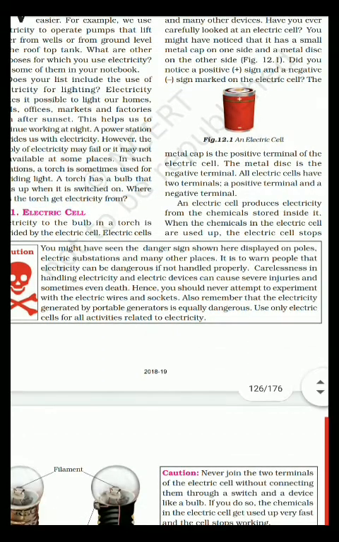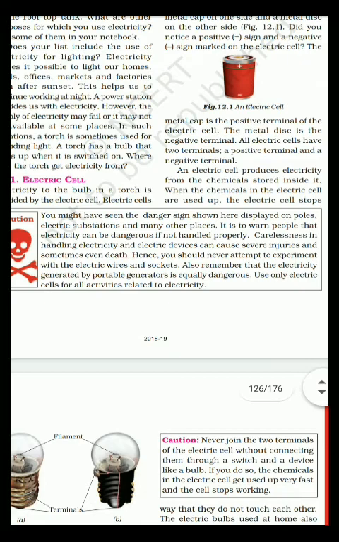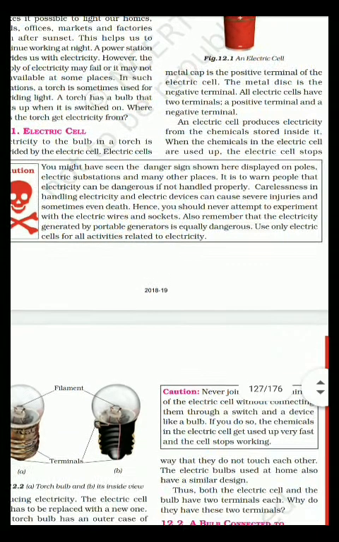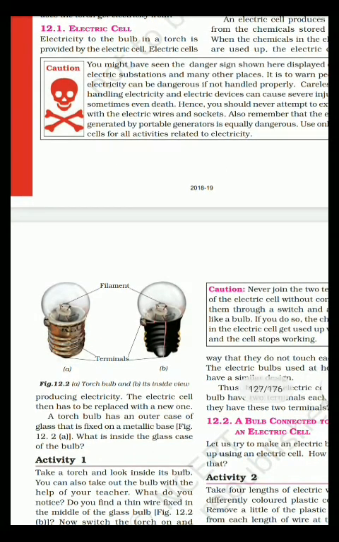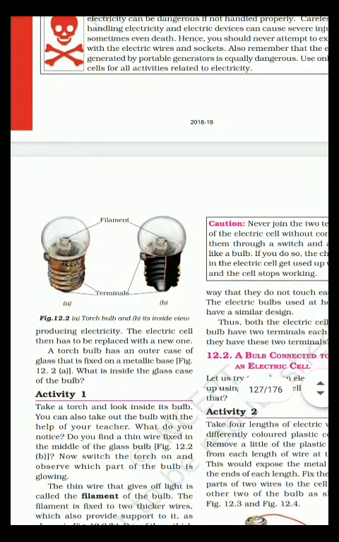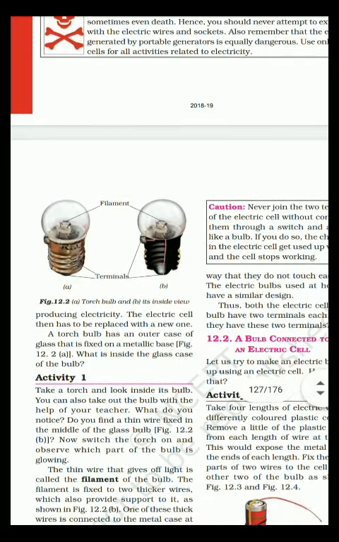All electric cells have two terminals, positive terminal and negative terminal. An electric cell produces electricity from the chemicals stored inside it. When the chemicals in the electric cell are used up, the electric cell stops producing electricity. So the electricity is produced by the chemicals inside the electric cell. The electric cell then has to be replaced with a new one if the chemicals are not working and thus it's not producing electricity. Thus we have to replace it with a new one.